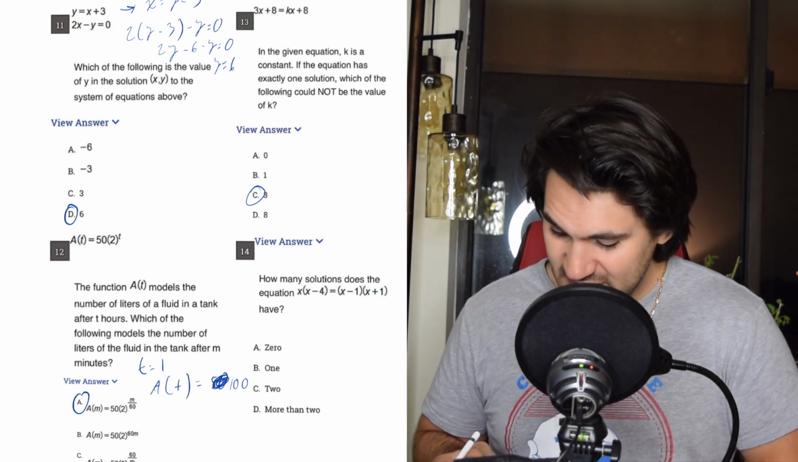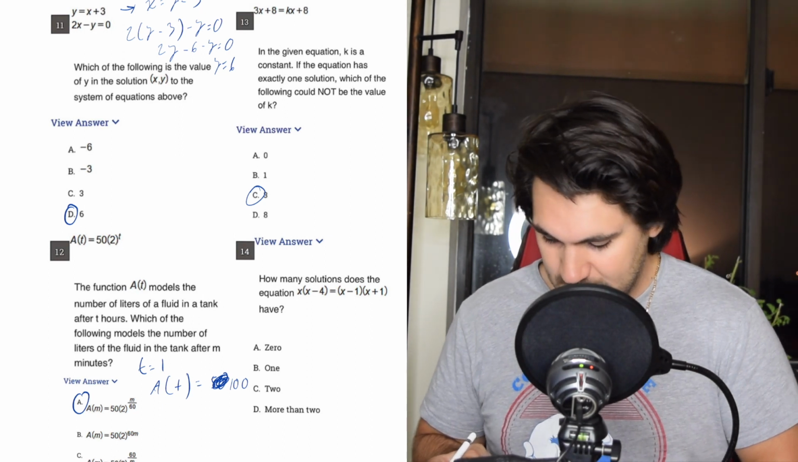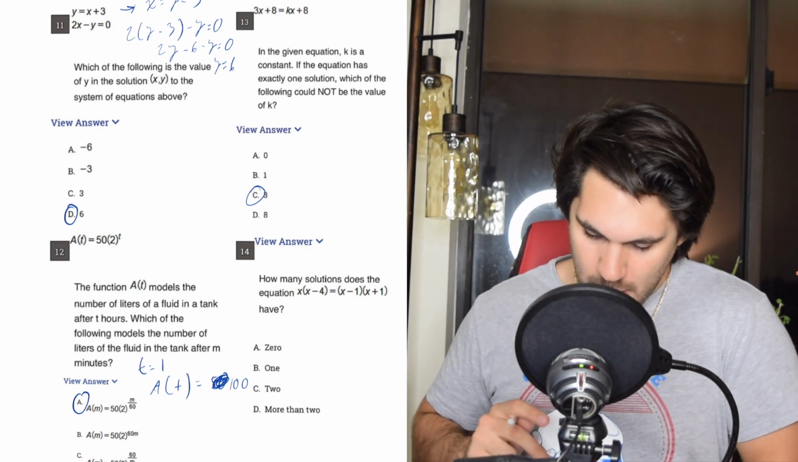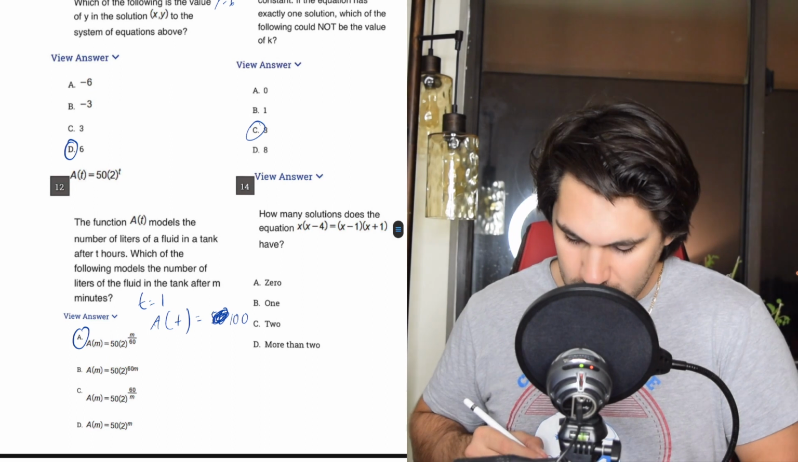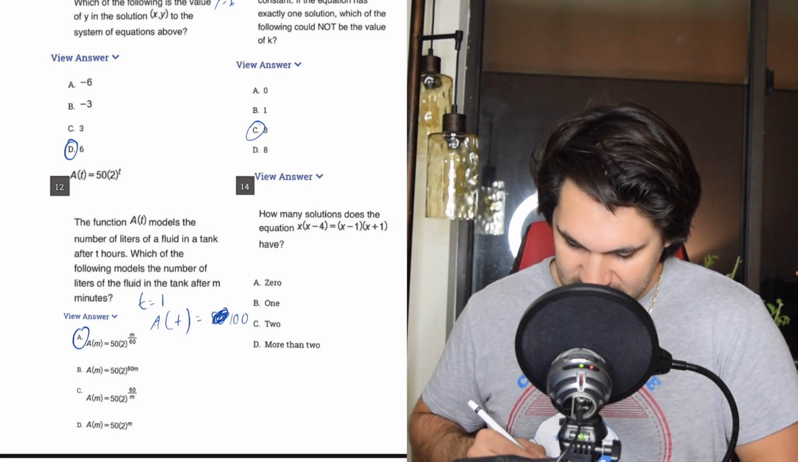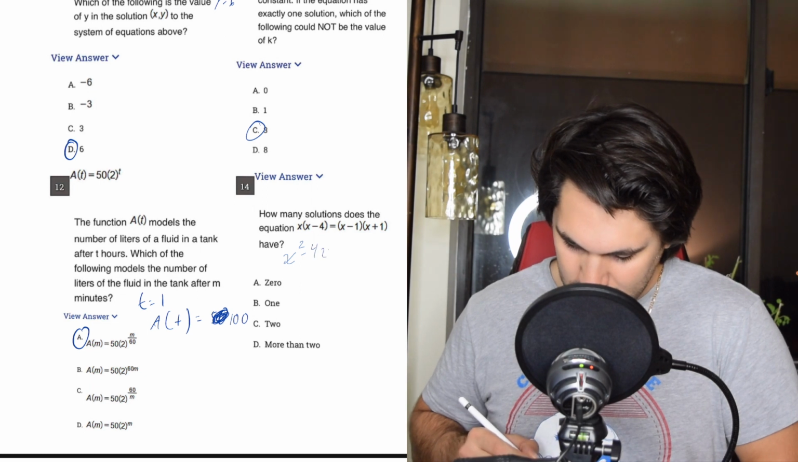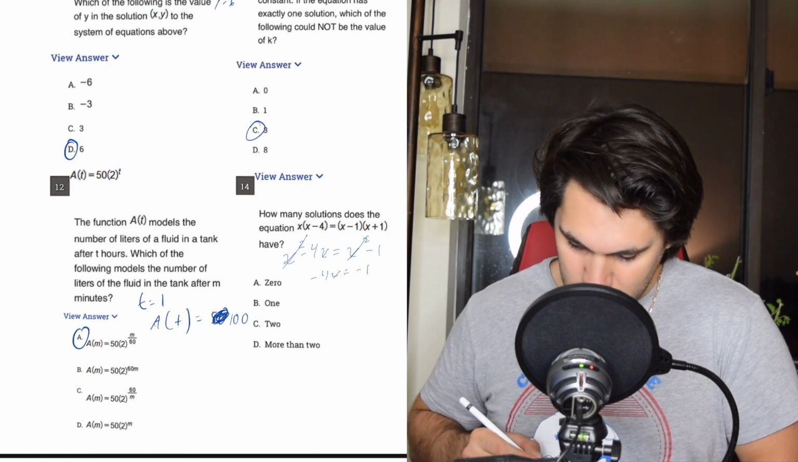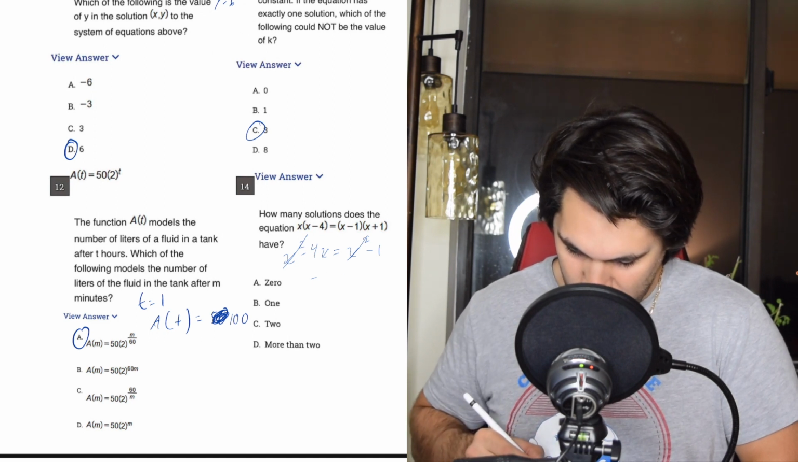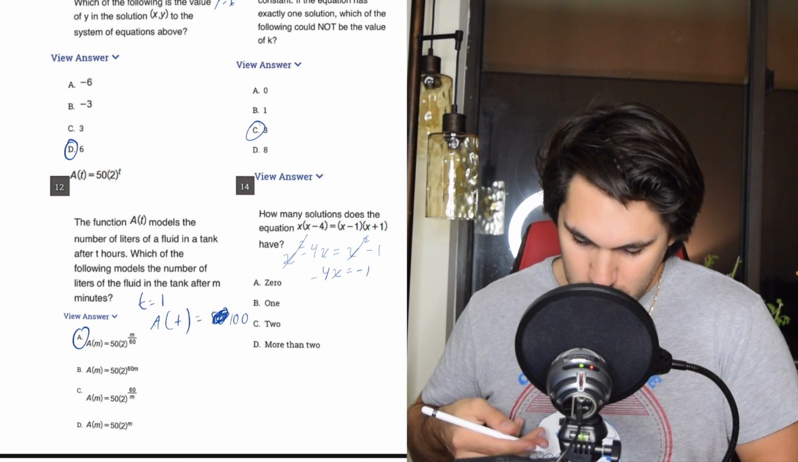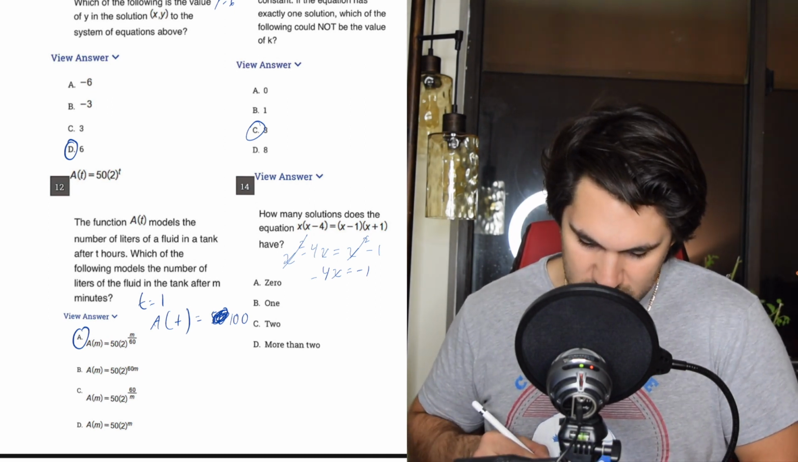Number 14. A similar question. How many solutions does the equation x times x minus 4 equals x minus 1 times x plus 1 have? What I would do is start by expanding. On the left side we're going to have x squared minus 4x equals x squared minus 1. Combine some like terms, the x squareds cancel out, so negative 4x equals negative 1. So there's only one solution here. So the answer is going to be B.